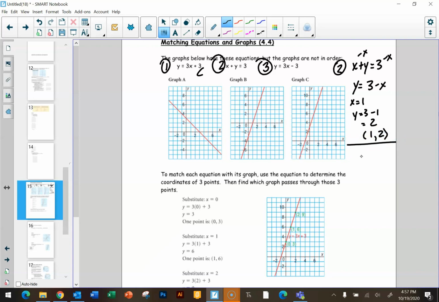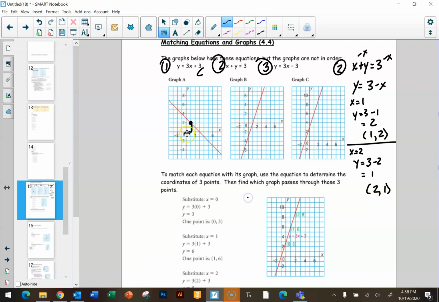Okay, then we can do another point. Let's do x equals 2. Okay, so that leaves us with y equals 3 minus 2, so y is 1. So that leaves us another point, x is 2, y is 1. Now let's just put those on one of these charts and let's see what happens, okay? We know it's not going to be graph C because we already used graph C. So let's check on graph A. Point 1, 2. So here's 1 and here's 2. And it looks like it is on that point.